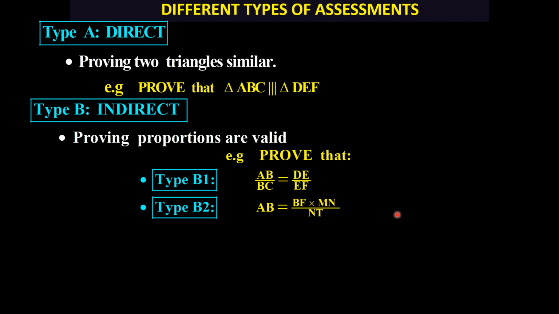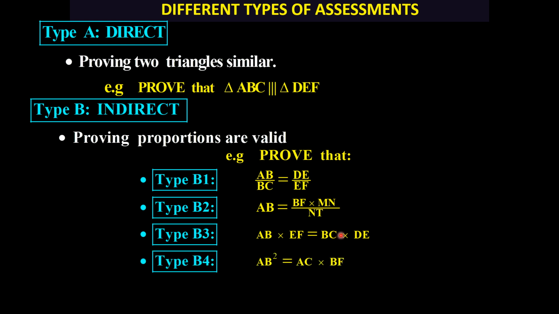Let's look at the next one. Here we just have the proportion written in a different way, right? I've just taken maybe the BC to the other side. So there's another type that looks like that. And then we have a third type where we actually have a product involved, not a quotient. And then we have another one where we have AB squared. Maybe I could have had AB with another AB here, and AB times AB is AB squared. So they all basically mean prove two triangles are similar.